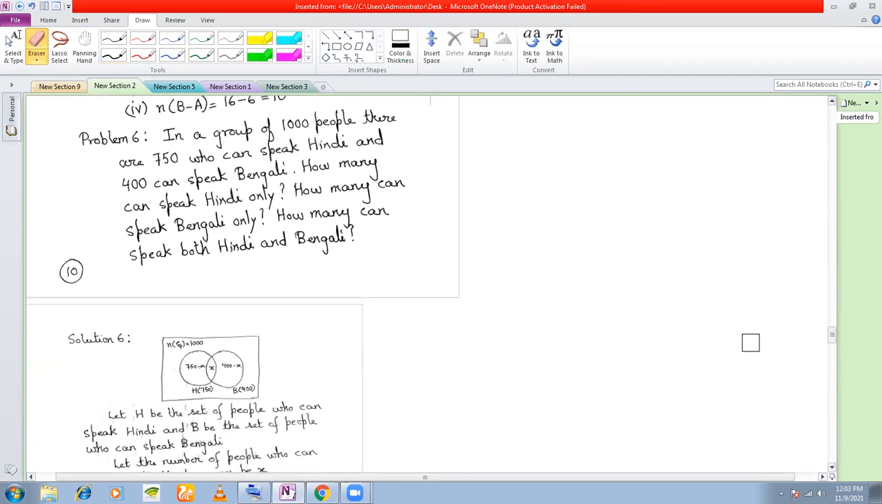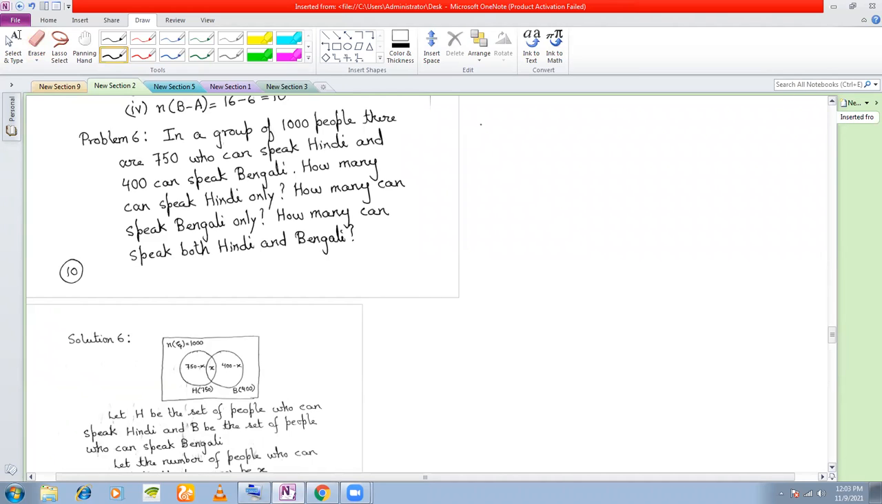Look at this. This is the kind of question that you can expect from Venn diagrams, mostly. In a group of 1000 people, there are 750 who can speak Hindi and 400 can speak Bengali. How many can speak Hindi only? How many can speak Bengali only? How many can speak both Hindi and Bengali?